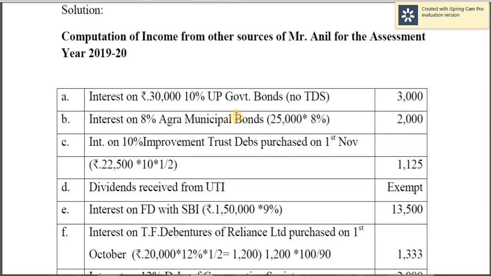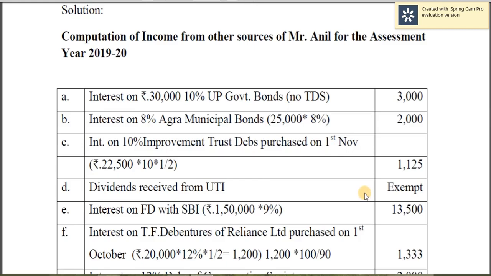Yes. So interest on 30,000, 10% government bonds, no TDS, straight away 3,000. Interest on 8% Agra municipal bonds, less tax commercial security. Since the rate is given, straight away we calculate. 10% improvement trust debentures, purchased on 1st November, and therefore you apply the rate and calculate it for half the year.